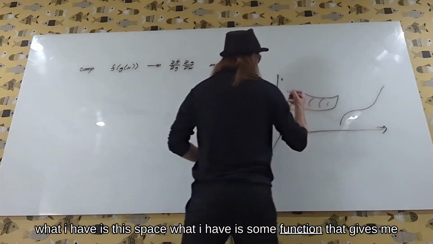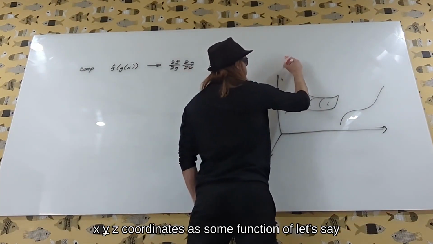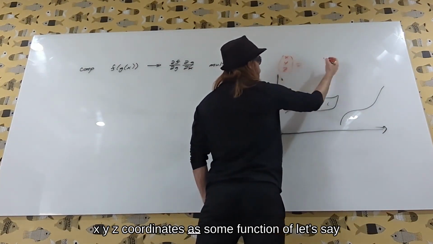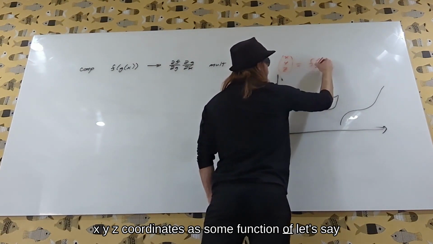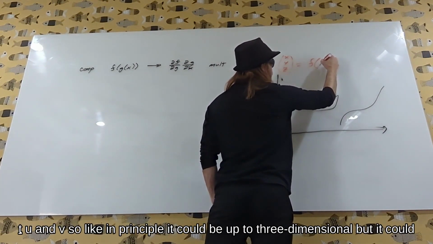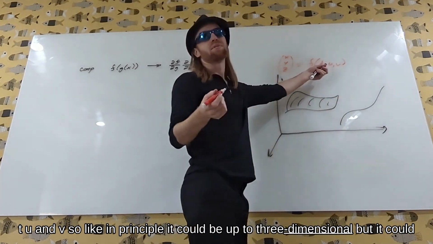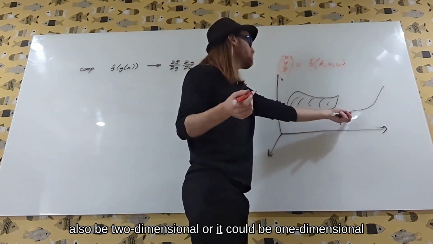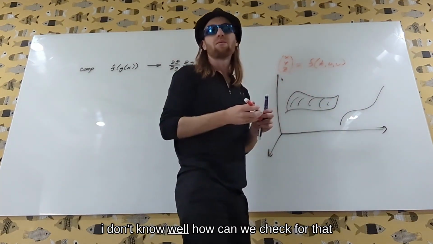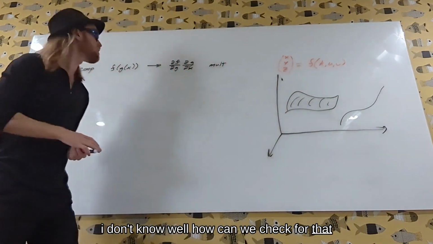What I have is some function that gives me x, y, z coordinates as some function of, let's say, t, u, and v. So in principle, it could be up to 3-dimensional, but it could also be 2-dimensional, or it could be 1-dimensional. I don't know. Well, how can we check for that?